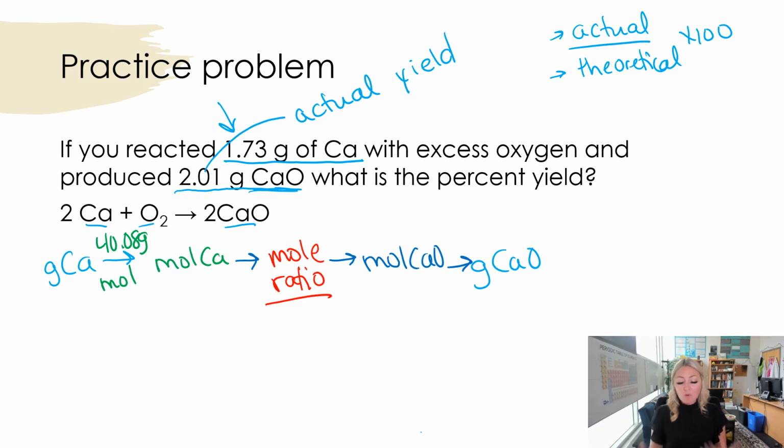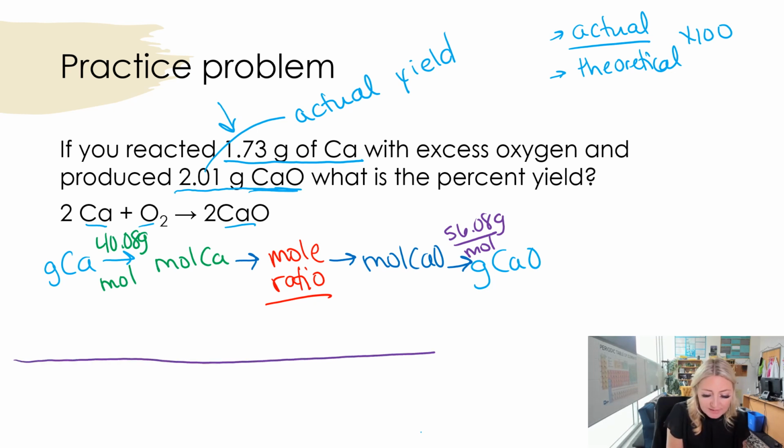Our mole ratio should give us moles of calcium oxide. I don't want moles of calcium oxide. I'm going to have to convert that to grams of calcium oxide. And I'm going to do that by adding up the mass of 1 calcium and the mass of 1 oxygen to get the molar mass. The molar mass for calcium oxide is 56.08 grams per mole. We have everything we need in order to set up this problem. So let's do a T-chart so we can figure out the theoretical yield.